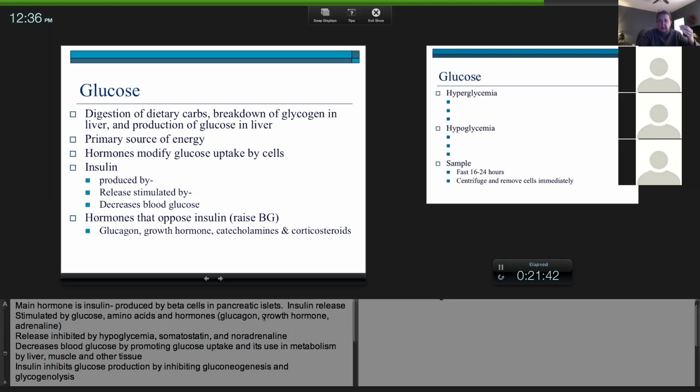So when they start to eat and there's glucose, there's a stimulus, and insulin is released. Insulin is going to move that glucose in, and then when glucose levels drop, there's no longer a stimulus for insulin. So if you remember, hormones monitor these levels, and there's always a stimulus to release a hormone and always a stimulus to stop releasing a hormone.